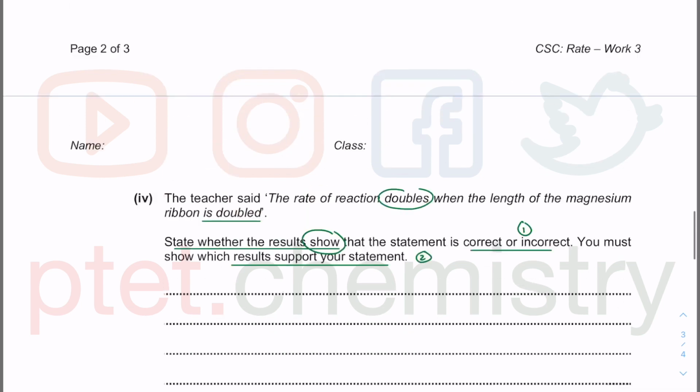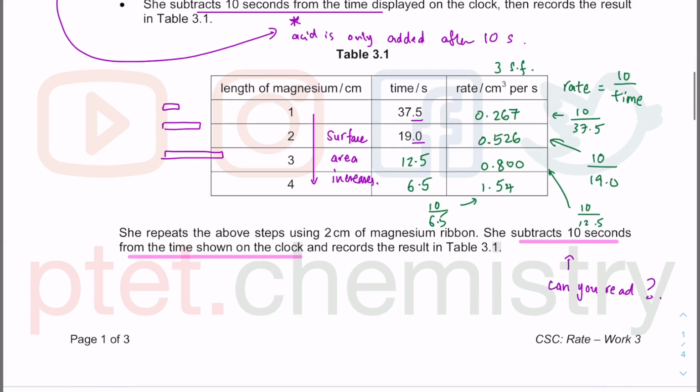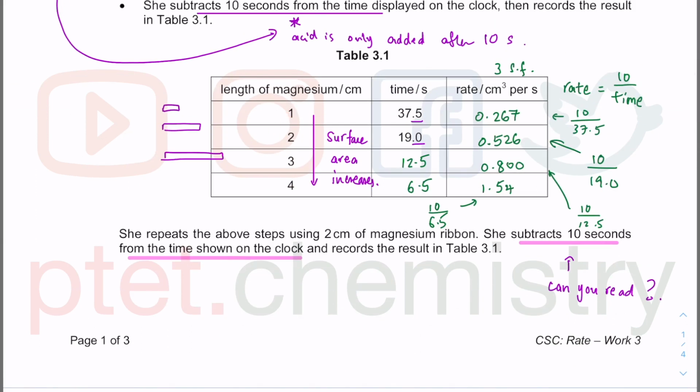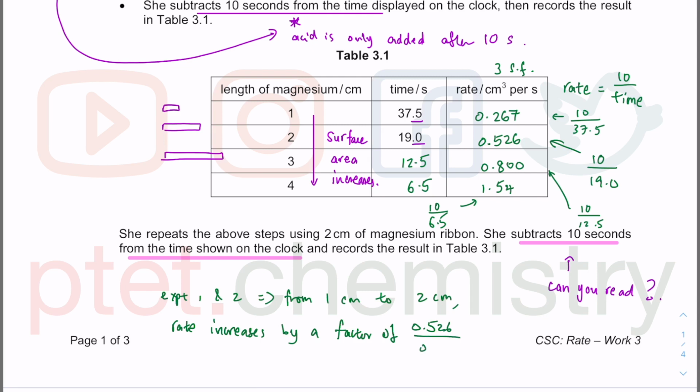Okay, let's have a look at the data. So it talks about double the length, double the rate. Well, if we look at experiment 1 and also 2, so from 1 cm to 2 cm, what happened to the rate? The rate increases, but by how many times? That's the question. By what factor? By a factor of, here is where you need to do division. Division is primary school mathematics. So you're doubling the length. By how much does the rate double?